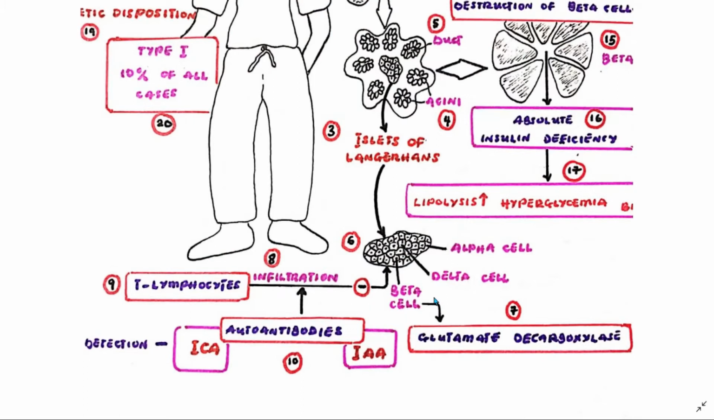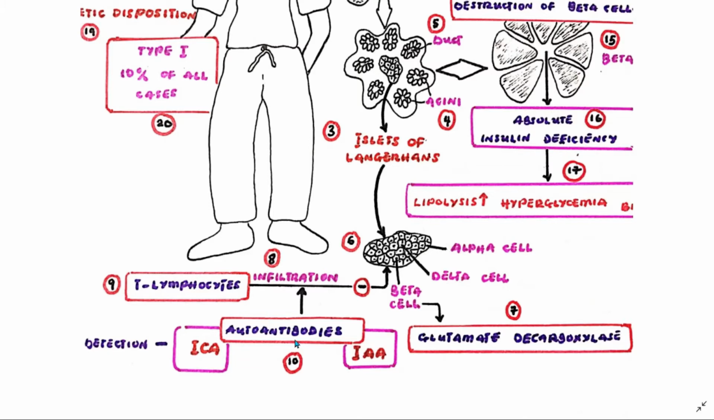In type 1 diabetes mellitus, there is destruction of the beta cells. Now, the beta cells express glutamate decarboxylase. In about 80% of patients with type 1 diabetes, antibodies are formed against glutamate decarboxylase. Also, the beta cells could be destroyed through infiltration of the islet tissues by T lymphocytes as well as autoantibodies.